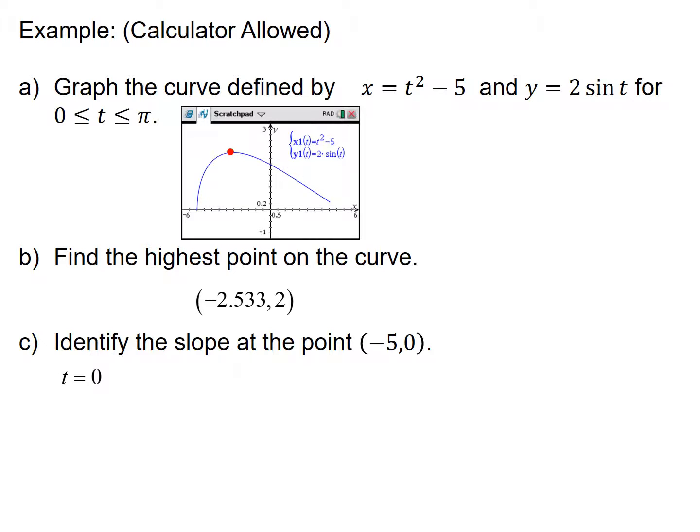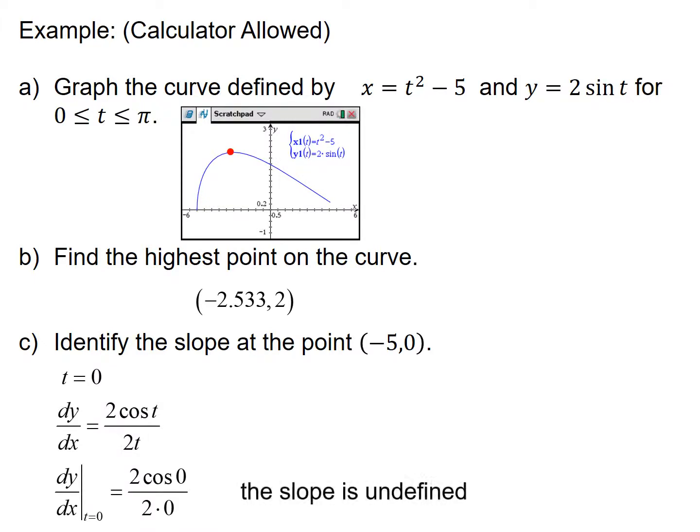when t equals 0. So we find the slope, dy/dx. dy/dt is 2 cosine of t. dx/dt is 2t, evaluated when t equals 0, and we end up with 2 over 0, which is undefined. And that makes sense when you look up at that graph. As we get closer and closer to negative 5, that slope just keeps getting steeper and steeper. So at that point, negative 5, the slope is undefined.